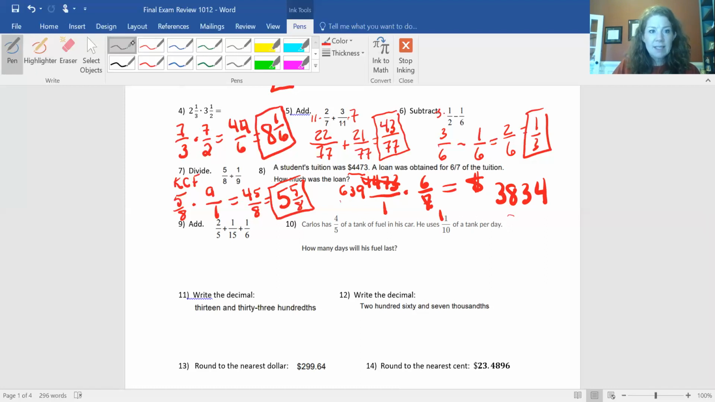All right. Now, number 9, we are adding all 3 of these fractions. Well, we have to have common denominators. So 5 will go into 15, but 6 won't. So then I need to think of the multiples of 15. So the second multiple of 15 is 30, because 15 times 2 is 30. Well, I know that 5 will go into 30 and 6 will go into 30. So 30 is what we're going to use.